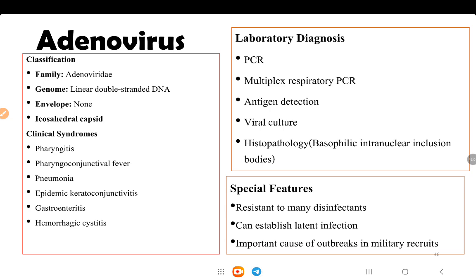Also, adenovirus is able to establish latent infection. That means it will lead to a long infection. Adenovirus is an important virus causing outbreaks in military recruits.